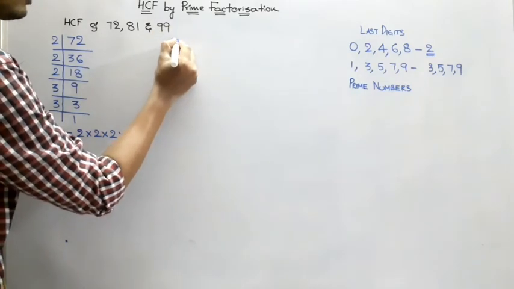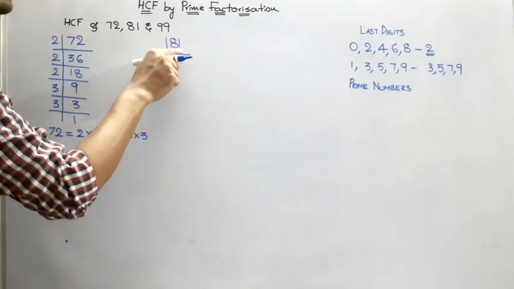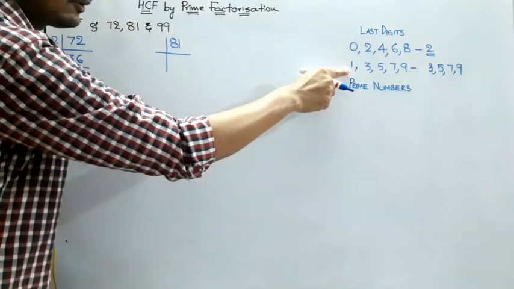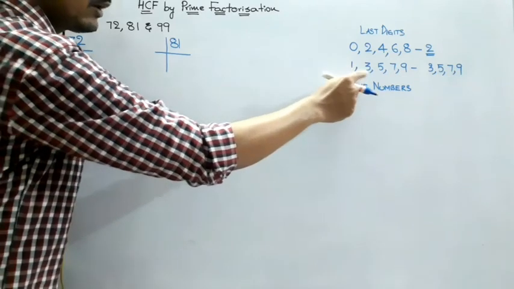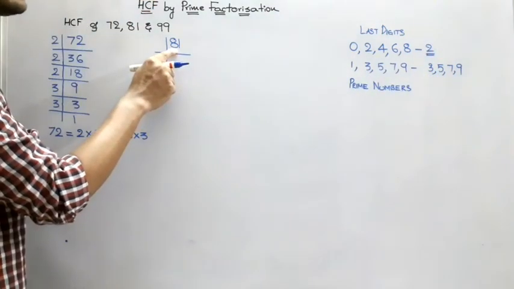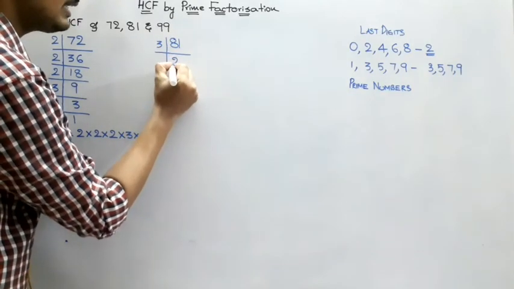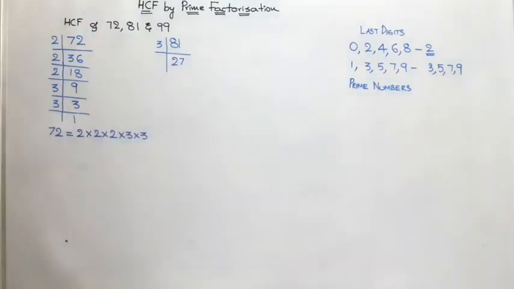So 81. Look. What is the last digit? 1. It falls under second group. If the last digit is 1, first we have to check with 3 table. Can we cancel 81 in 3 table? Yes. 3 27s are 81.